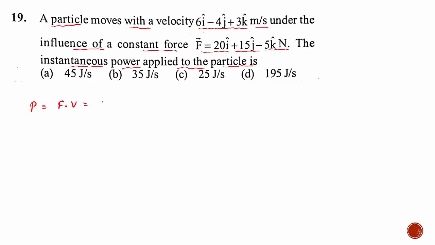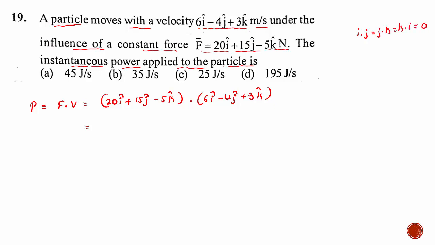F dot V. F value is given 20 i cap plus 15 j cap minus 5 k cap. Velocity is given 6 i cap minus 4 j cap plus 3 k cap. So calculate these values. Remember, when it comes to dot product, i dot j, j dot k, k dot i are equal to 0. i dot i, j dot j, k dot k is equal to 1. Remember these values and calculate.